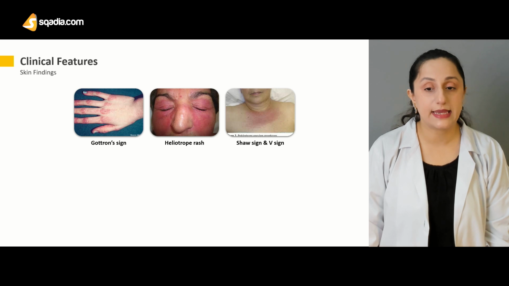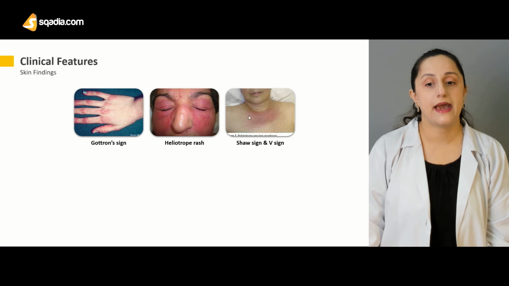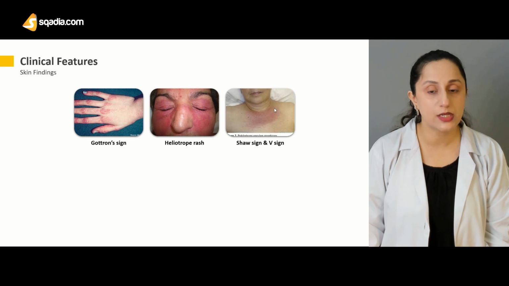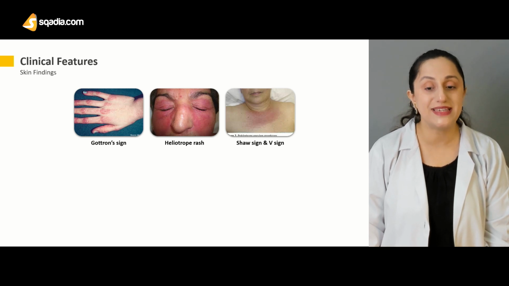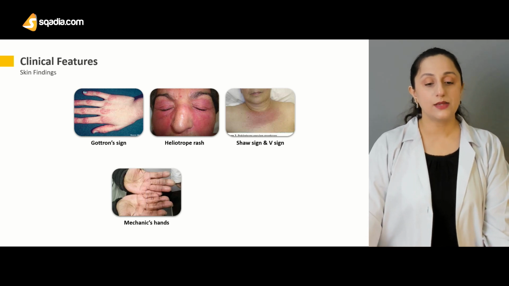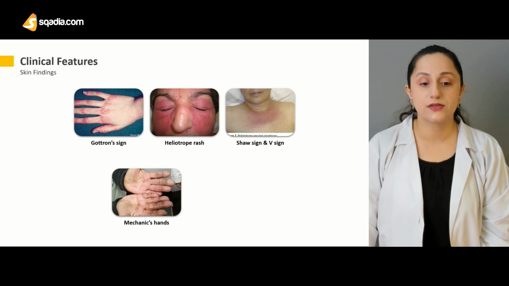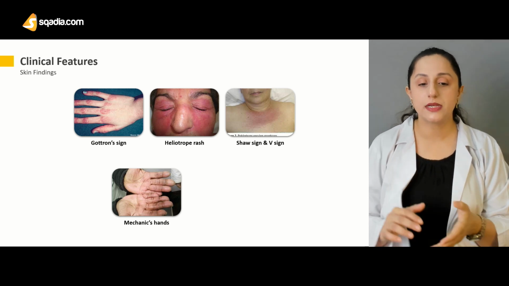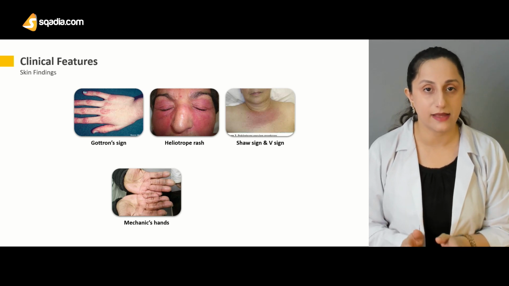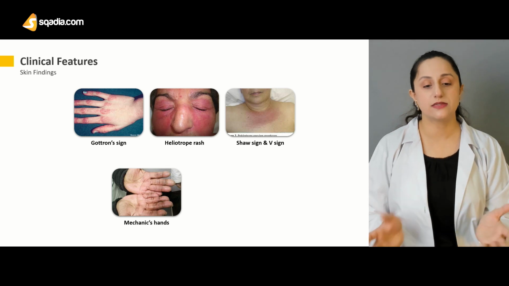Then we have the Shawl sign and the V sign, which is usually present on the anterior region of the neck. This V region is basically superior to the manubrium sterni. It's usually in a V shape, and that's why it's known as a V sign, or it's labeled as a Shawl sign in the individuals. Then we have the mechanic's hands, where there is a blackening or dirty appearance on the palmar aspects of the hands.